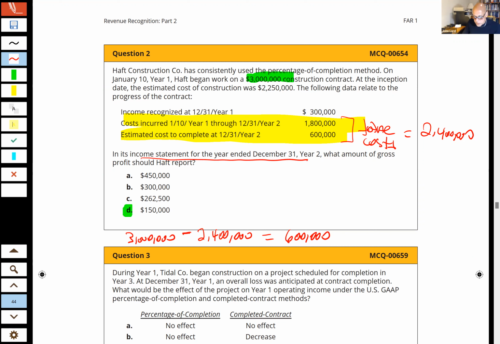So I'm going to look at that and say, well, look, I have cost incurred of 1.8 million. My total cost are what? 2,400,000. Bringing that down, that means I'm thinking I'm what? 75% done. So I'm sitting here and I'm thinking, okay, I've earned so far on this contract 75% of this, I've earned 450,000.